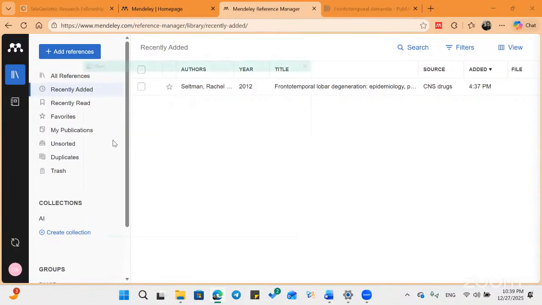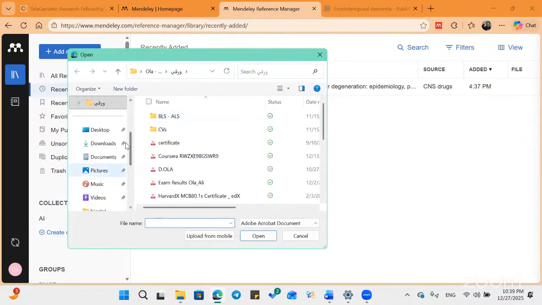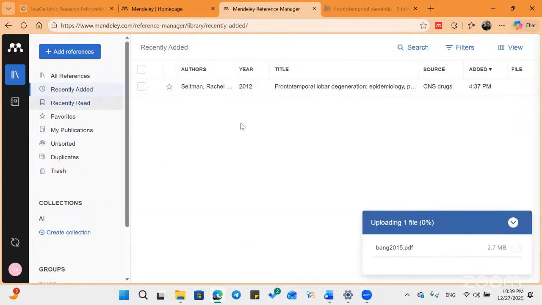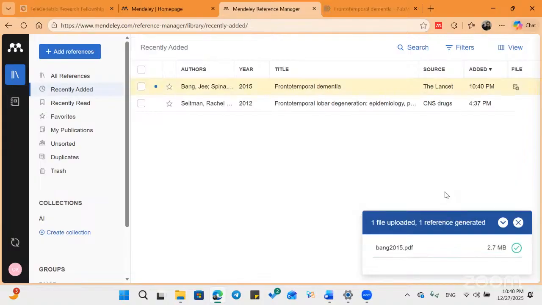When the PDF uploads, you will notice that Mendeley has read all the metadata attached to the document, and you will see all the information of the paper automatically appear. But you always need to double check whether all the information is correctly read by Mendeley or not.